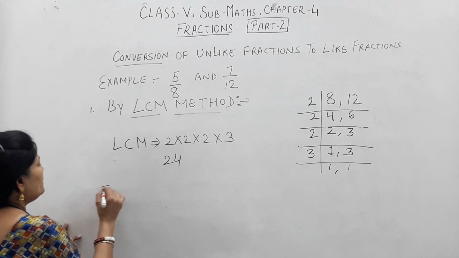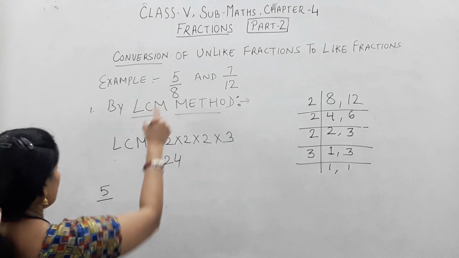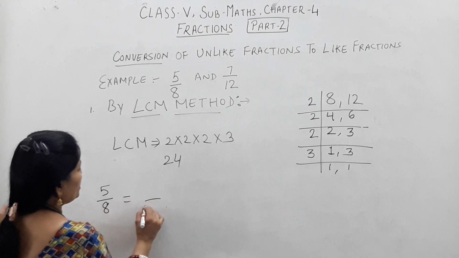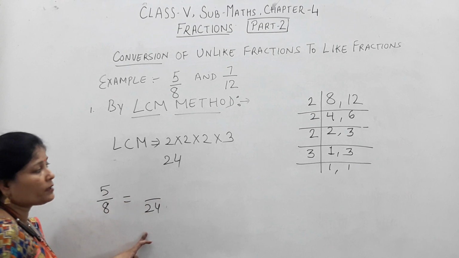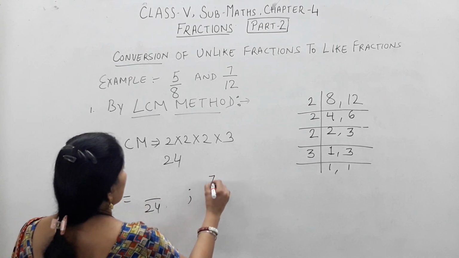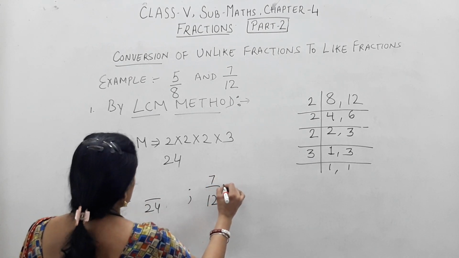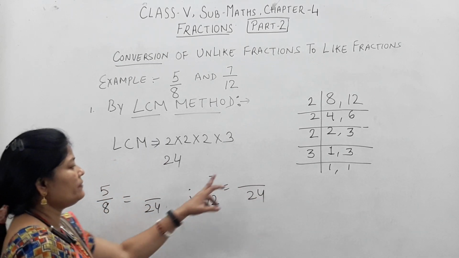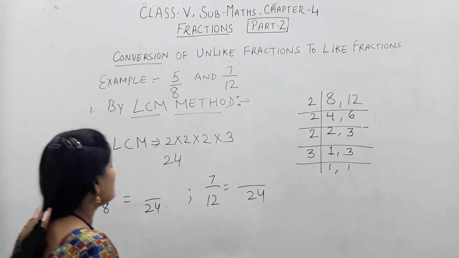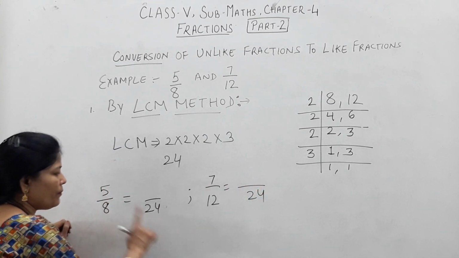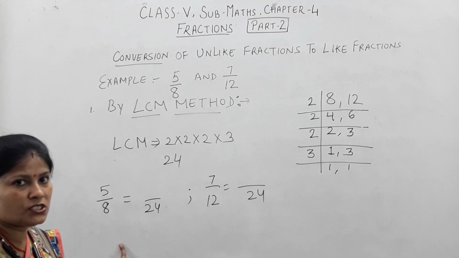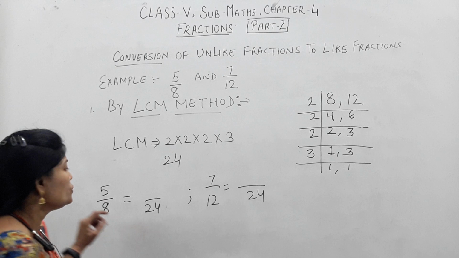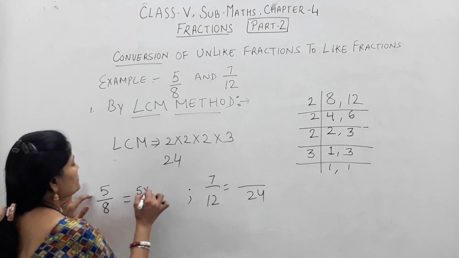Now my unlike fraction is 5 by 8. I have to convert it in this manner. So my denominator is already there, I got the denominator by LCM. After that my second is 7 by 12, and I will convert the denominator to 24, but I will convert the numerator too. Yes children, how do I convert? In the 8 table, how many times will 24 come? 8 1s are 8, 8 2s are 16, 8 3s are 24. So 5 multiplied by 3.